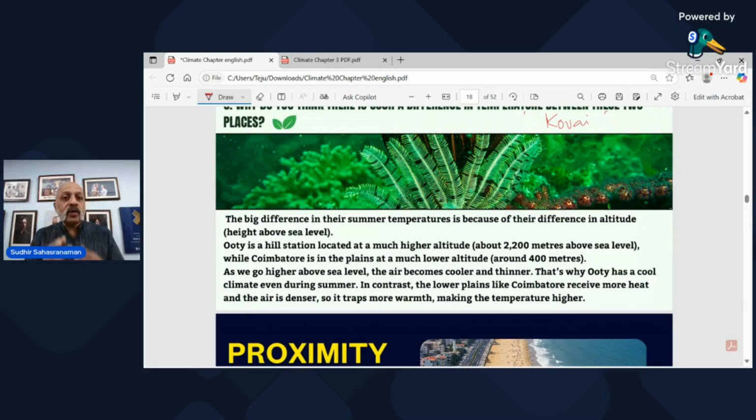So the answer you need to give is that the big difference in their summer temperature is because of the difference in altitude. Latitude plays a role, but altitude also plays a role, which is why these are all the factors affecting the climate, right? In this case, more than the latitude, it is the altitude that is making a difference. Ooty is a hill station located at a higher altitude. How much? 2,200 meters above sea level. While Coimbatore is in the plain area at a lower altitude, just 400 meters above sea level. So the difference is 1,800 meters in height between Coimbatore and Ooty.